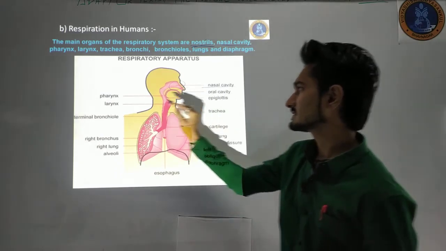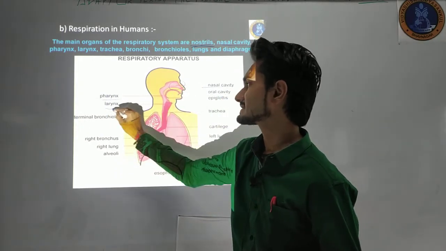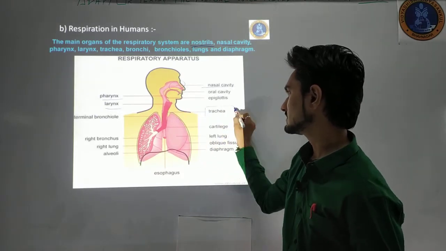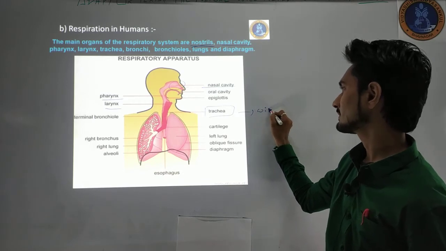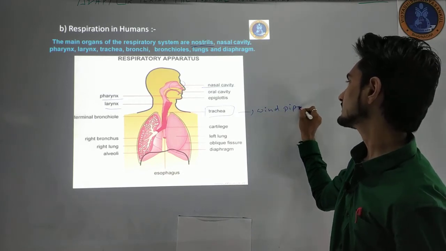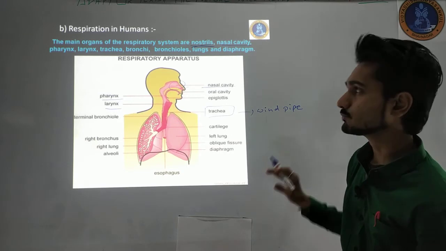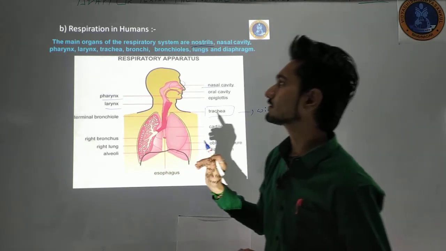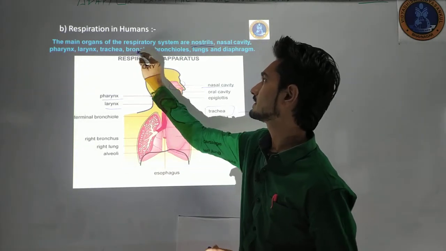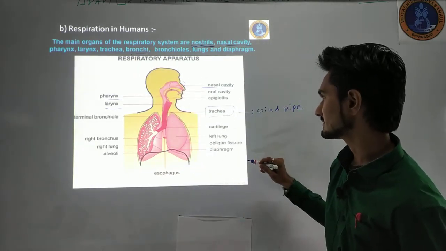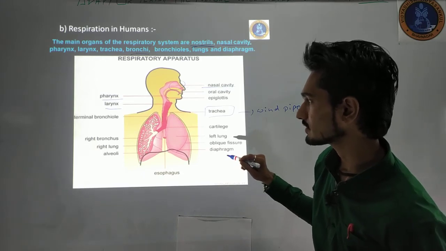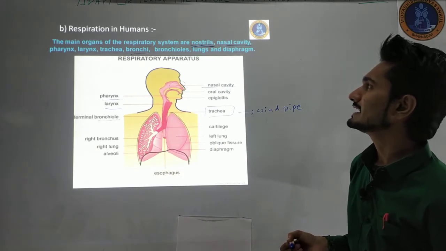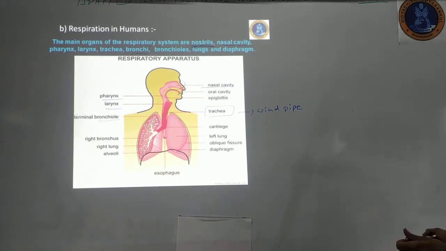Then pharynx, then larynx, then the trachea. Trachea is also called the windpipe, so no need to worry about that. These are the important parts that we are going to memorize. Then bronchi. Here are the bronchi, even if it is not written, they are present here. Then bronchioles, lungs and diaphragm.